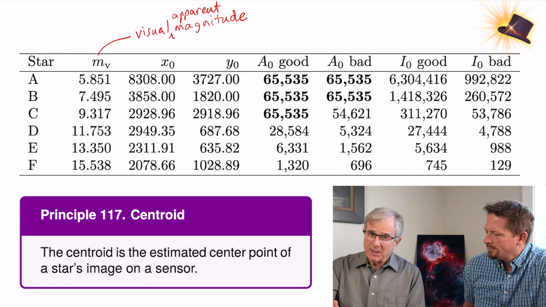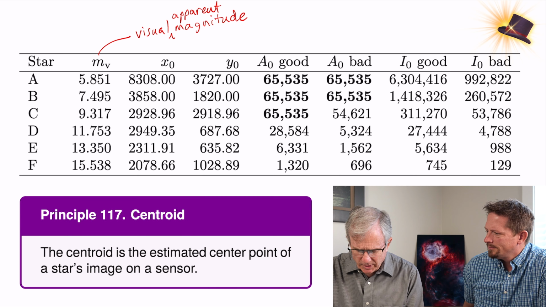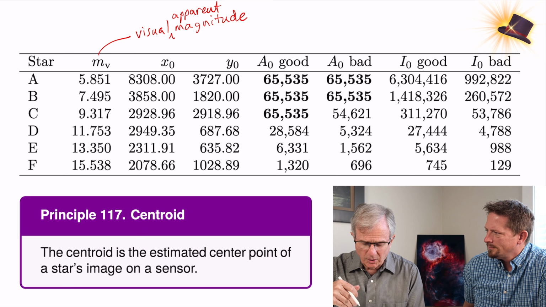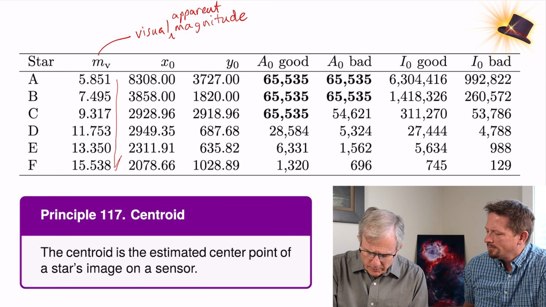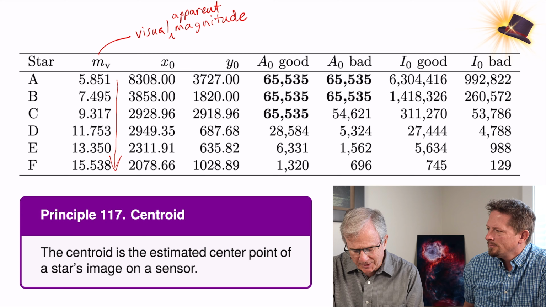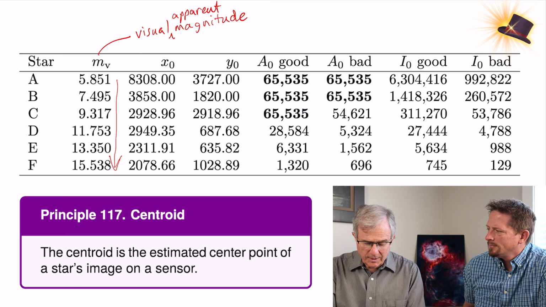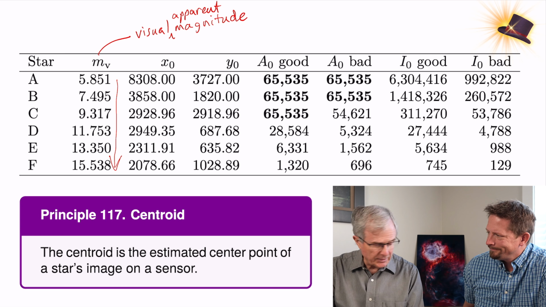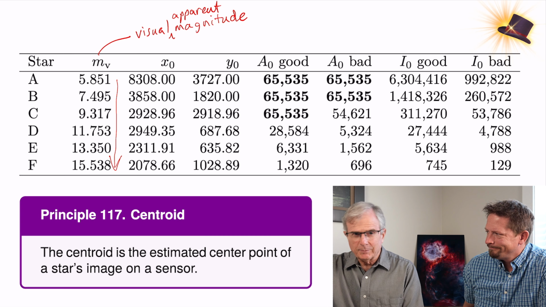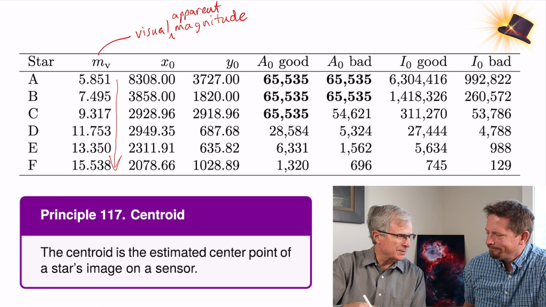This is the first time we've talked about star magnitudes in this series, and for the purpose of this video, what you need to know is that the bigger the magnitude, the dimmer the star. A magnitude 15 star is dimmer than a magnitude 6 star. So as the magnitude goes up, the apparent brightness goes down.